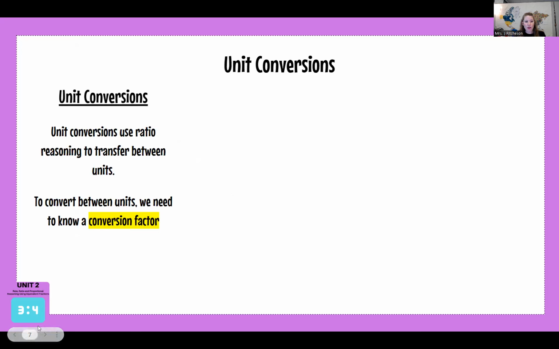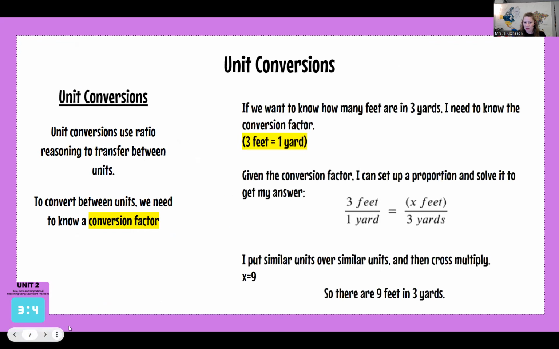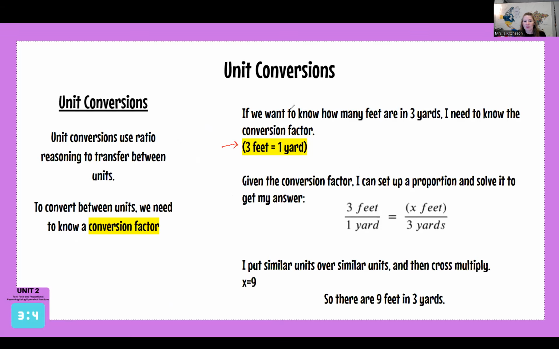All right, so unit conversions use ratio reasoning to transfer between units. To convert between units, we need to know a conversion factor. The information here at the top of the screen, this is our conversion factor. If we want to know how many feet are in 3 yards, I need to know the conversion factor. So there's 3 feet in 1 yard. I'm going to take this information and create a ratio that looks like a fraction: 3 feet equals 1 yard.